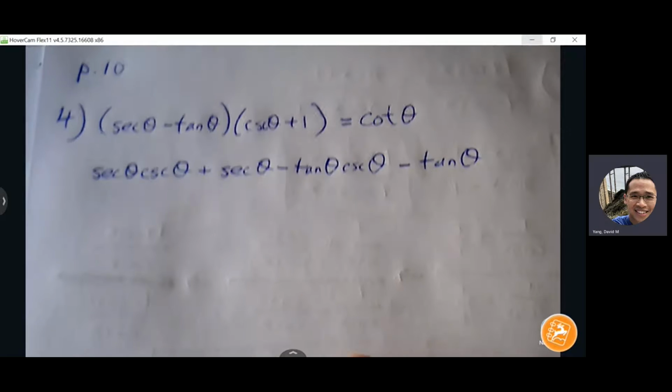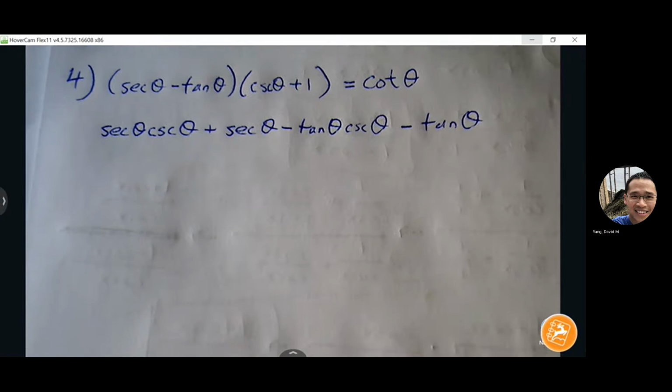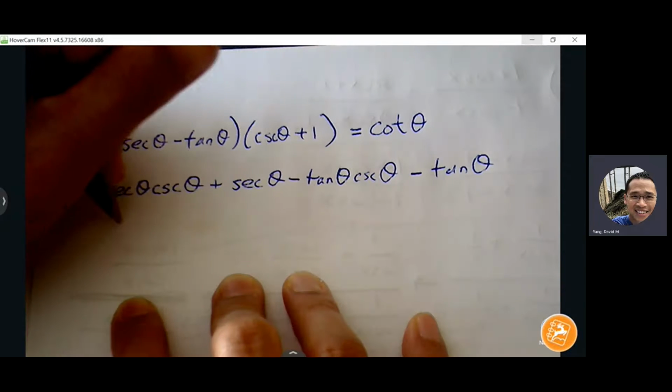Okay, what's next? I don't see any like terms here. Okay, we'll just do the next step. Sine, cosine, yeah, that's what I was thinking.